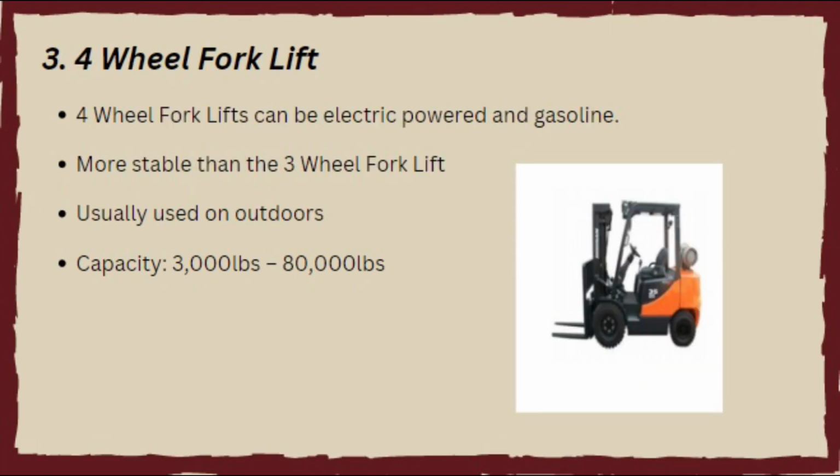Then the number 3, 4-wheel forklift. So kaya siya 4 kasi 4 ang gulong. Then a 4-wheel forklift can be electric powered or gasoline. So we have 2 power types, electric and gasoline, and more stable than the 3-wheel forklift, usually used outdoors. Then the capacity for this 4-wheel forklift is 3,000 lbs or 80,000 lbs.